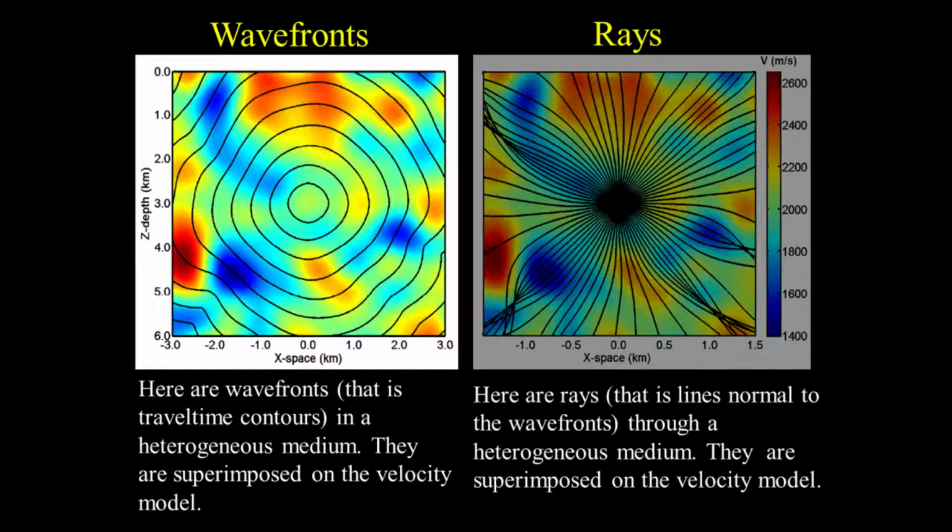On your left, we have wavefronts, that is, travel time contours in a heterogeneous medium. They are superimposed on the velocity model. Each black line represents a wavefront. Notice that the wavefronts are not circular here because we have a heterogeneous medium. The departure from circular wavefronts is due to the fact that waves travel faster in regions with high velocity, or red regions, and slower in regions with low velocity, or blue regions. Again, each wavefront is just a snapshot of wave propagation.